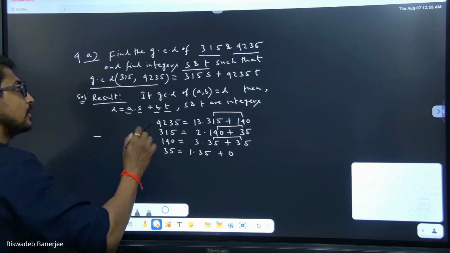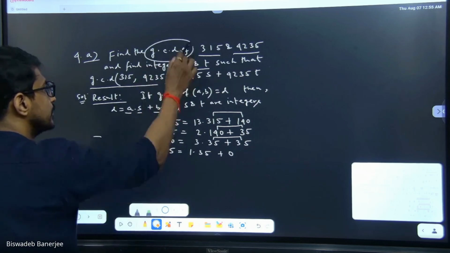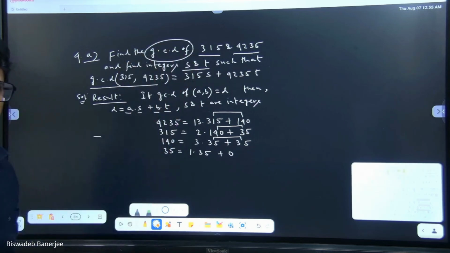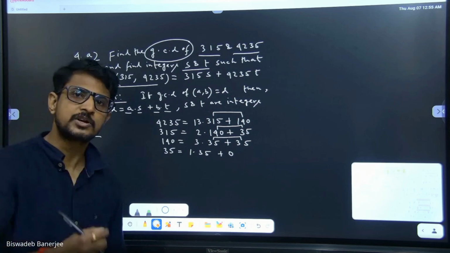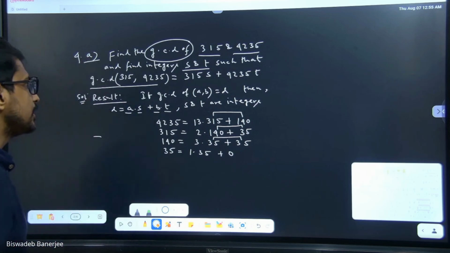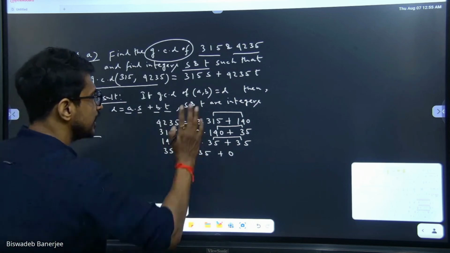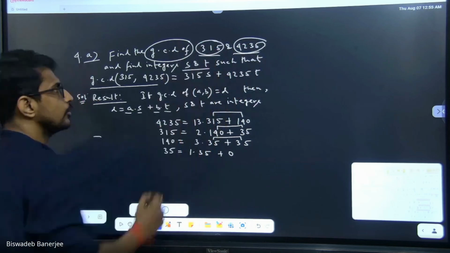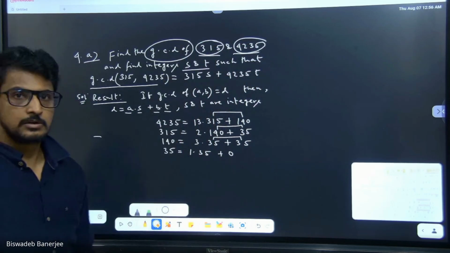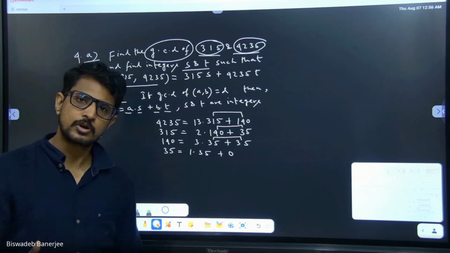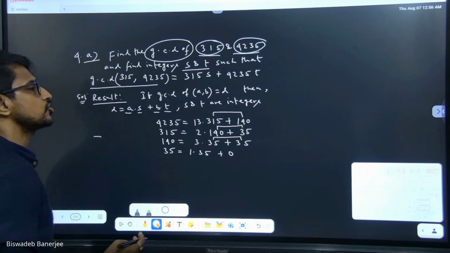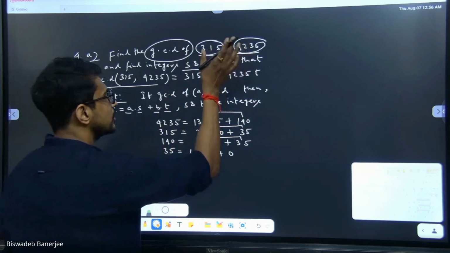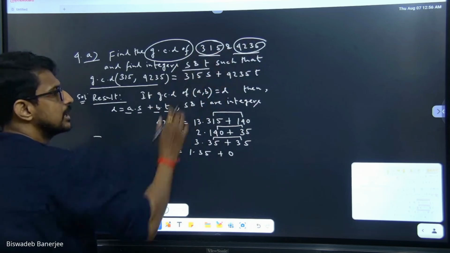So at first, our target is to find the GCD. Now, how to find the GCD? We have done this type of question in our objective part. So for the GCD, the rule is to first express 4235 as a multiple of 315. These are very basic questions. You can usually solve this type of question.